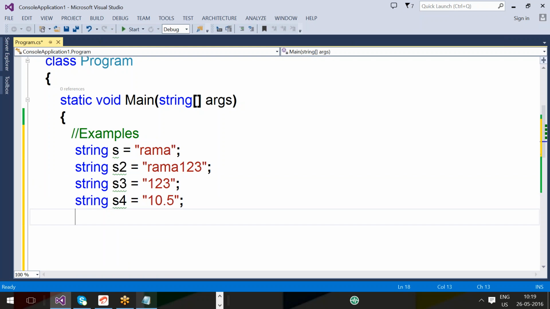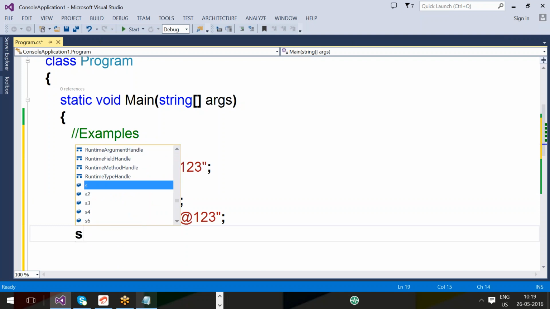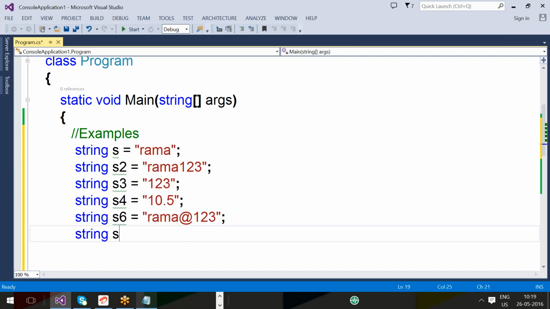String s6 equal to Rama@123. Valid or invalid? Valid, sir. Next, string s7 equal to empty double quotes. Valid or invalid? Valid. Valid means an empty string.